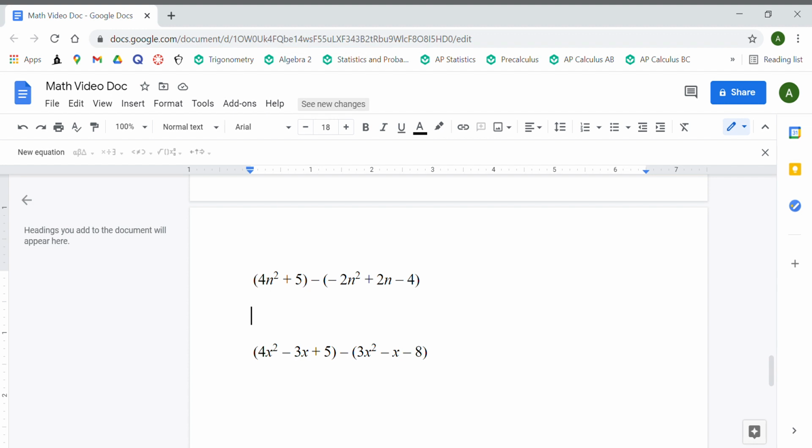So what we can do is actually rewrite this entire expression here. It's going to be 4n squared plus 5, keep it as that. As for the second term, we need to reverse the signs on every single term. We're going to change this to a plus sign. Opposite of negative 2n squared is 2n squared. Opposite of 2n is negative 2n. Opposite of negative 4 is plus 4. Very well done. Now we can just add them together in peace.